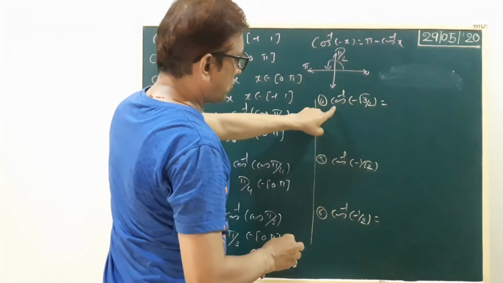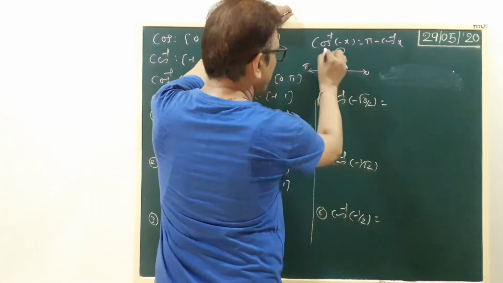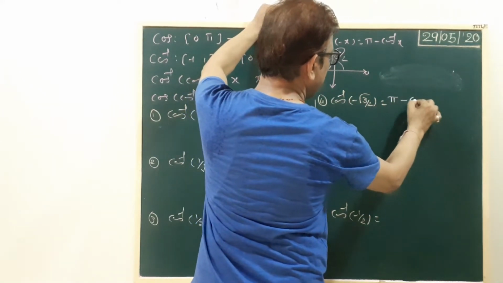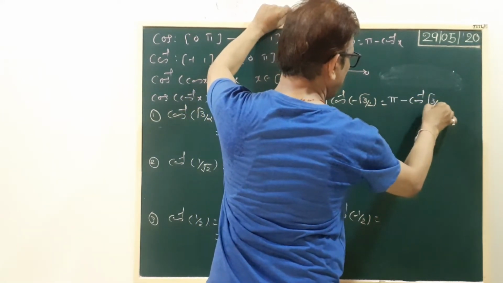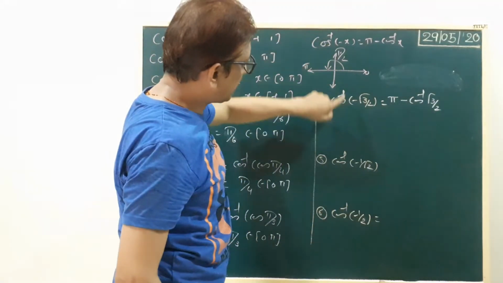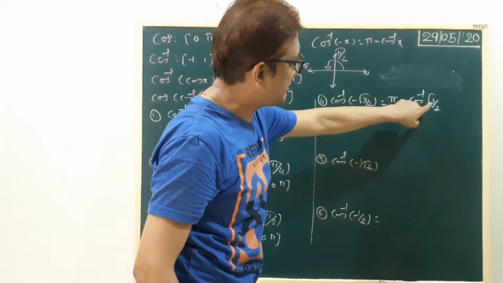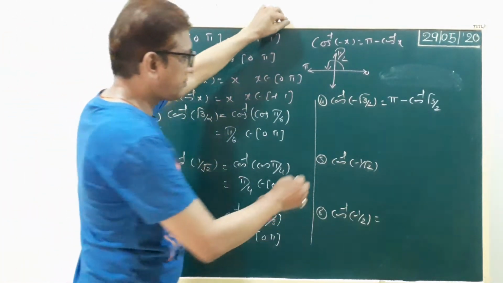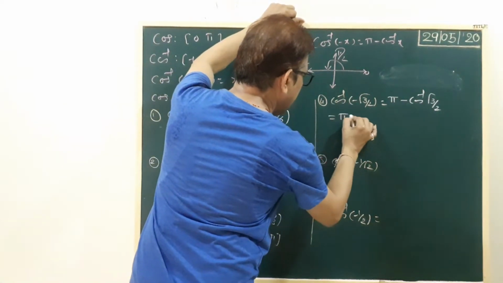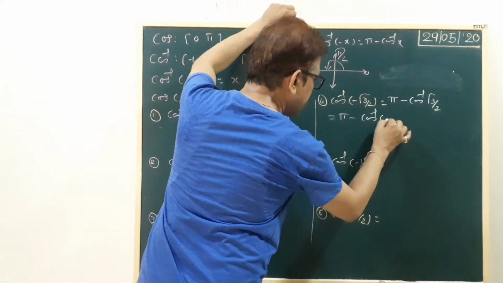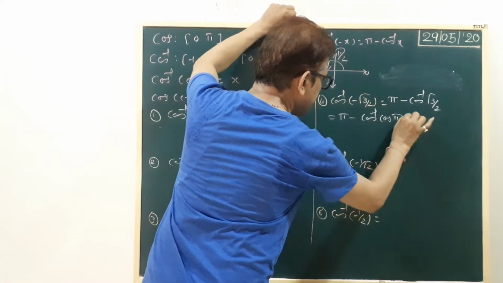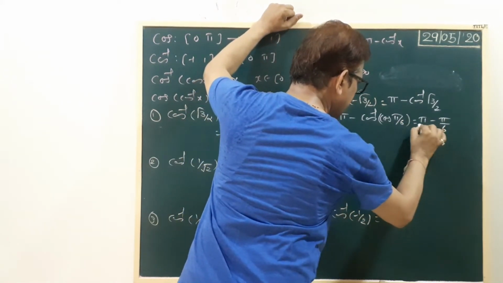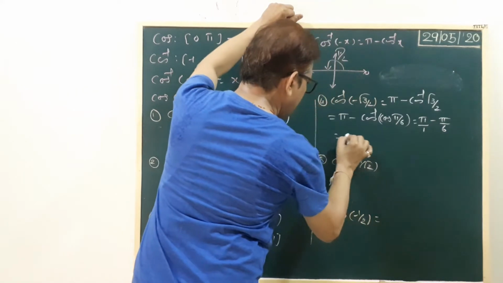We explain here: cos inverse of minus root 3 by 2. Cos inverse minus x equal to pi minus cos inverse x, so this is pi minus cos inverse root 3 by 2. Now calculate this one, same method. So pi minus cos inverse cos pi by 6. Okay, so pi minus pi by 6. Now we take the LCM.